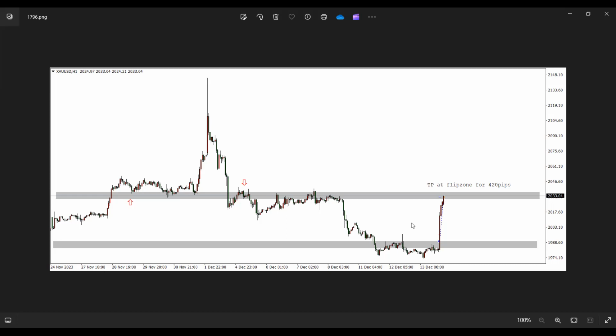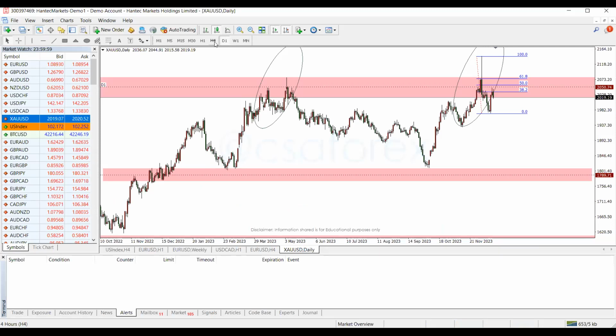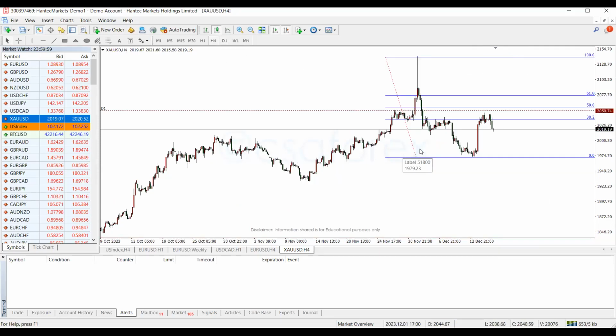Just imagine what 420 pips can do for you in a week or maybe even in a month, by the time you use a proper lot size volume. So this was a trade that we took, and trust me, you can still take more on gold. Looking at this gold over here from the daily, let's drop to the 4 hours. You can see from the 4 hours, this is the area that we're talking about now on the 4 hours, this area over here.